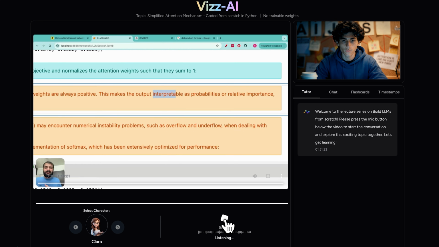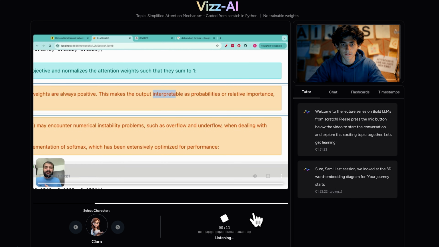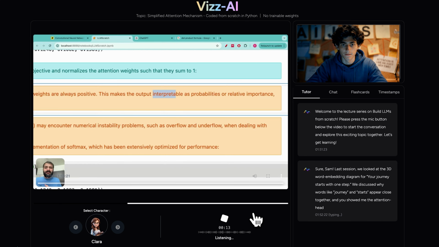Hi, Vizz. Could you provide a brief recap of our last session? Sure, Sam. Last session, we looked at the 3D word embedding diagram for your journey starts with one step. We discussed why words like journey and starts appear close together, and you showed me the attention head formula using the camera feature, which we broke down briefly.